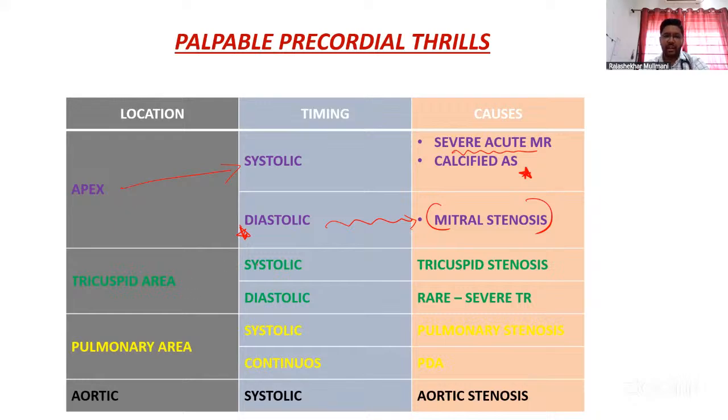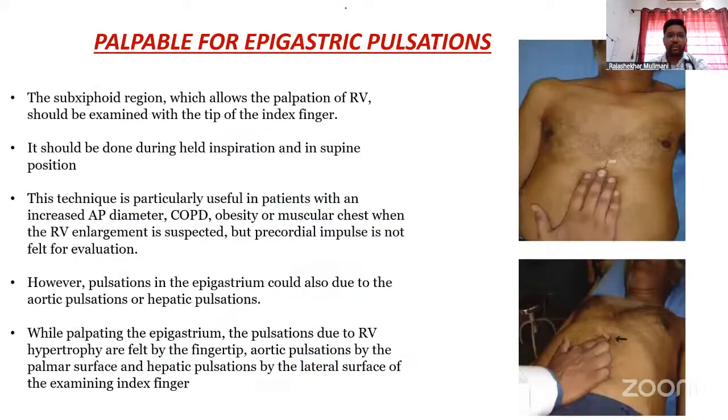In the tricuspid area, again, I'm sorry for the mistake. The diastolic thrill is a feature of tricuspid stenosis, and a severe TR can produce a systolic thrill. In the aortic area, you can usually see a thrill which can radiate to the carotids in the presence of aortic stenosis. Then you can palpate the epigastric pulsations.